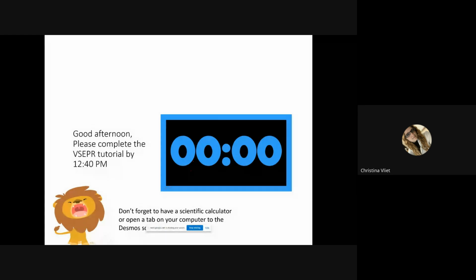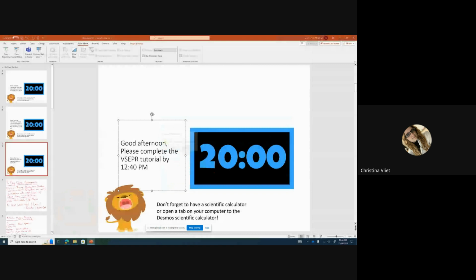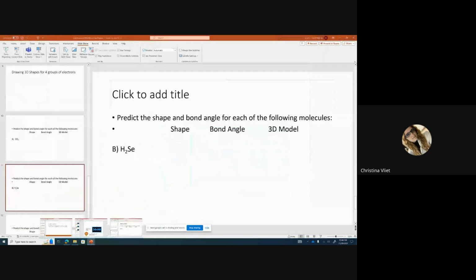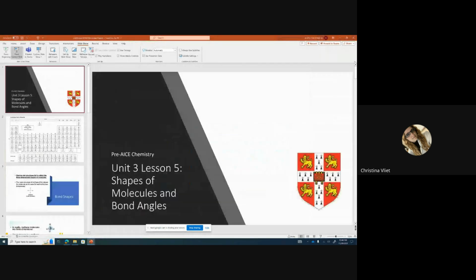What we're going to be doing today is learning how to interpret Lewis structures to figure out what is the shape of molecules and what is the bond angle around the central atom in molecules. So I'm going to go ahead and pull up the lesson notes now. Go ahead and write Unit 3, Lesson 5. Shapes of molecules and bond angles.